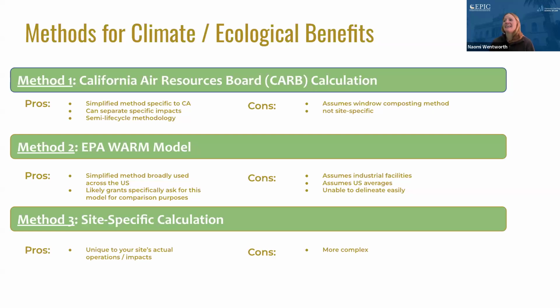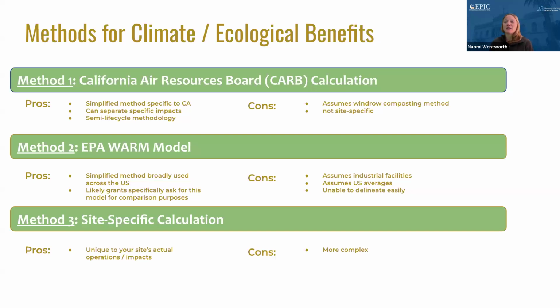Cons would be it assumes industrial facilities. So again, if you're picking up buckets from your neighbors on a bike, it's going to look a little bit different. It assumes US averages, so we'll see when we compare these in a little bit that the numbers are going to be a little bit different from the CARB methodology. And unless you love reading 700-page technical documentation, it's pretty hard to delineate emissions benefits from landfill versus soil erosion versus carbon sequestration.